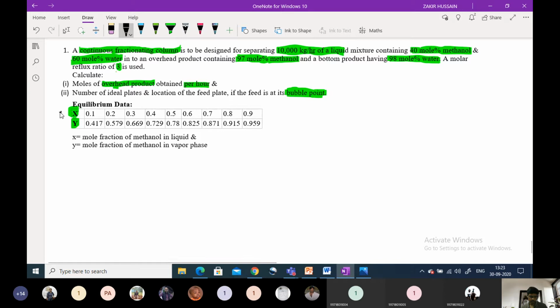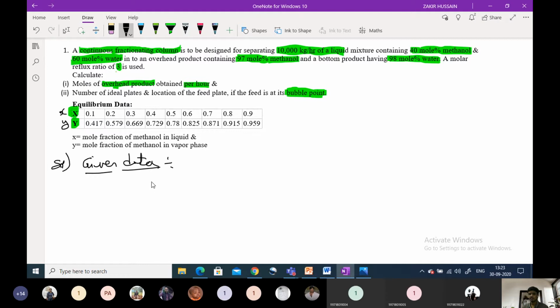So this is small x and this is small y. Then the solution for this problem is, first, we have to write the given data. Every time I request you to write the given data first so that you can identify what the unknown parameters are. So the given data, first one, is the feed.